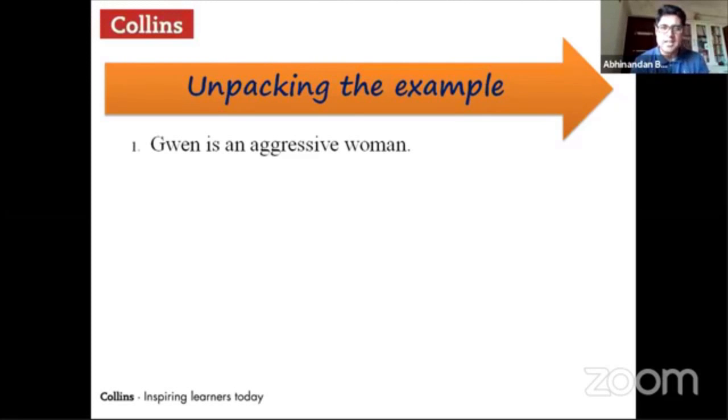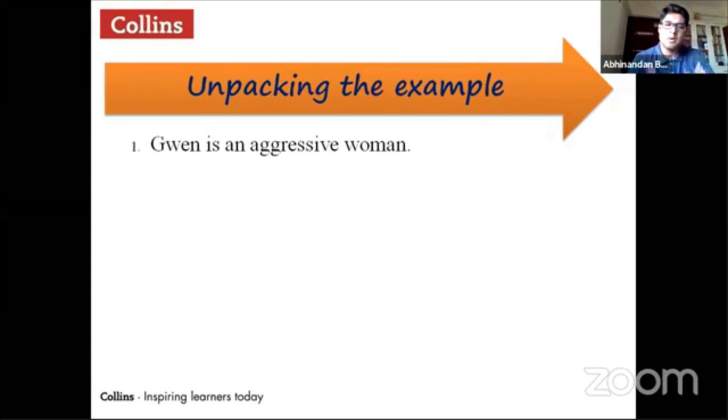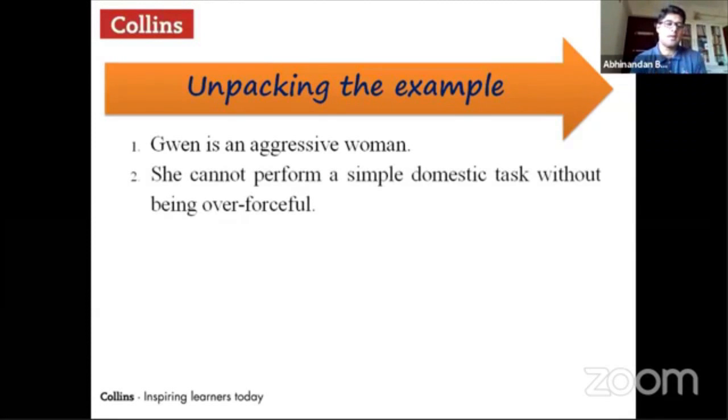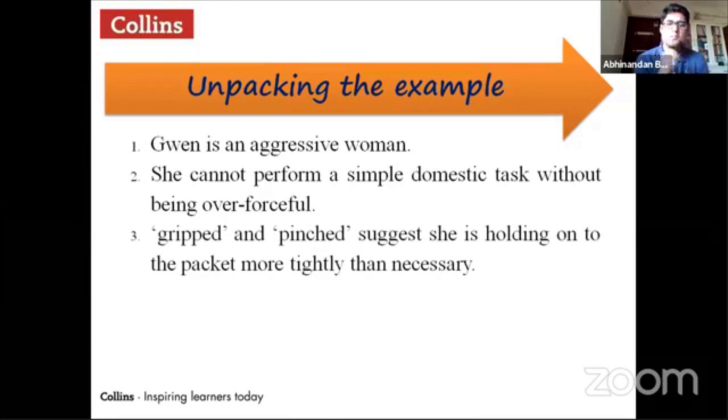It shows that she's in a lot of frustration, as one of you mentioned. There's a lot of irritation in her demeanor right now, which she wants to ventilate and translate into her actions. She cannot perform a simple domestic task without being over forceful. So this is another implicit idea that the readers can glean after reading that particular text. What is the third one? Gripped and pinched suggests she's holding onto the packet more tightly than necessary. So it's not necessary for her to grip the packet. So that means maybe she had had a bad day.